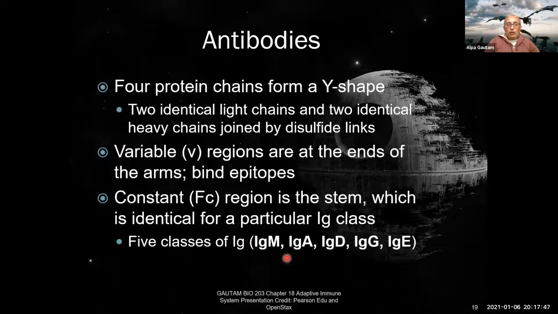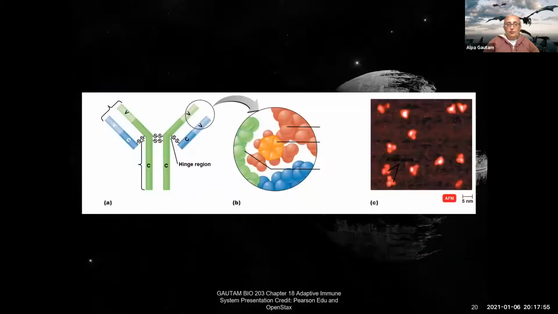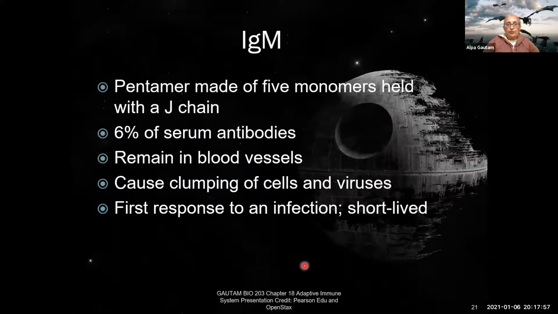The way I remember it is the name MAG, right? So you have IgMs, IgAs, IgDs, IgGs, and IgEs. You don't need to know this. Let's go through what each one of these are.